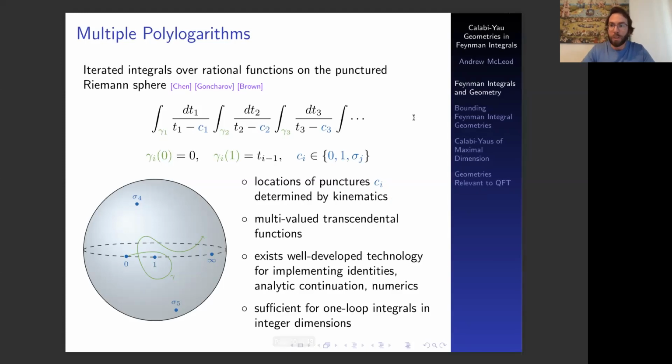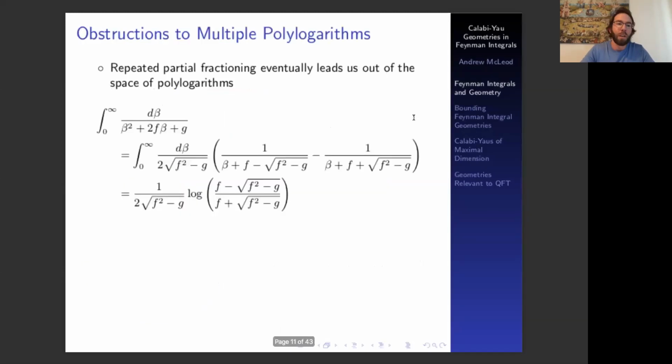So another reason why this is an important class of functions for Feynman integrals is that it does seem like it's sufficient for one loop integrals in integer dimensions. However, as Claude pointed out, and as those of you who have been in amplitudes for the last couple of years know, beyond one loop, this is certainly not the case. So it's easy to see how we break out of the space of functions in the following example.